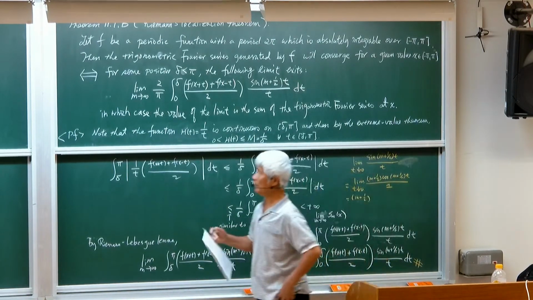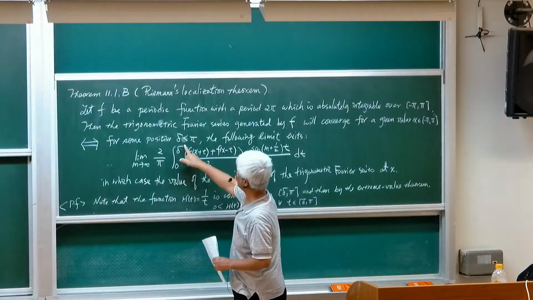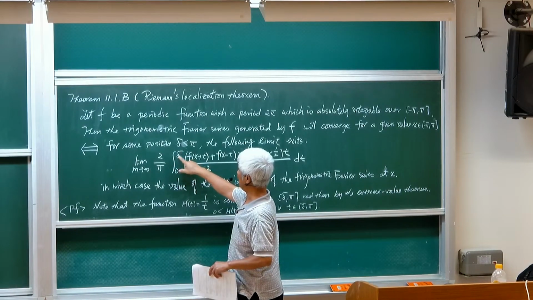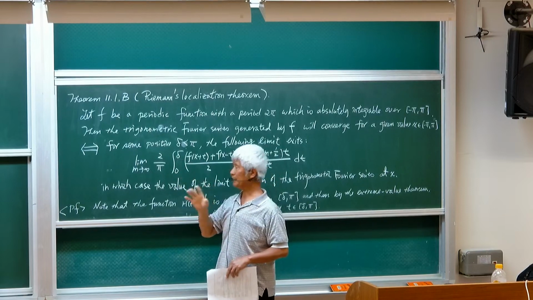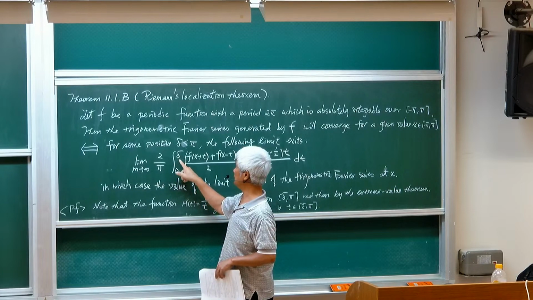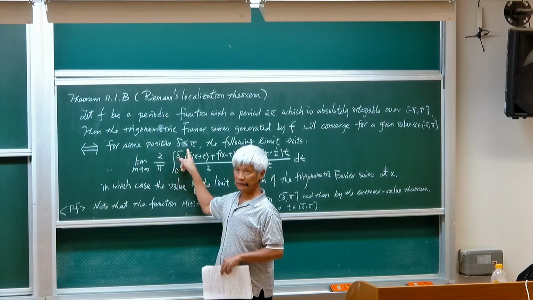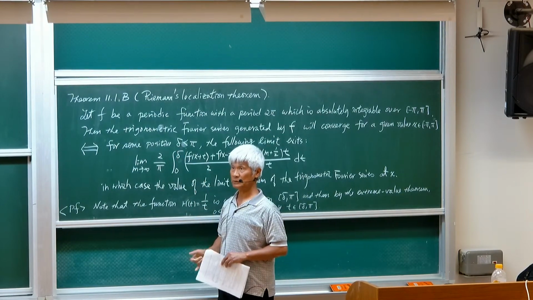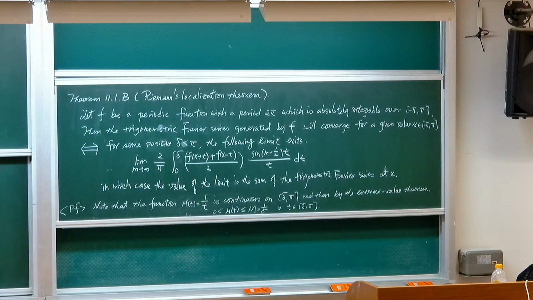All right, so I will continue. You can see that indeed this limit, if it exists, does not depend on the delta you choose. The only requirement is that delta should be in between 0 and pi. This is the only requirement you need.